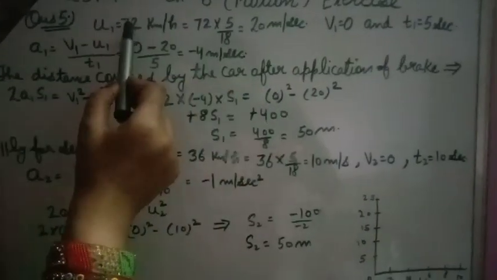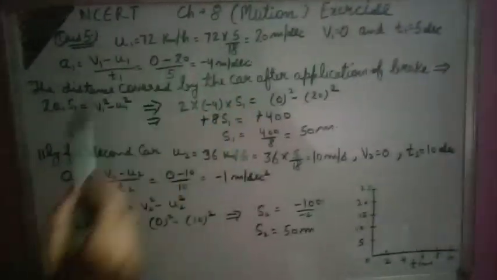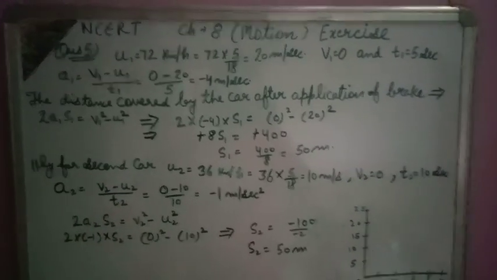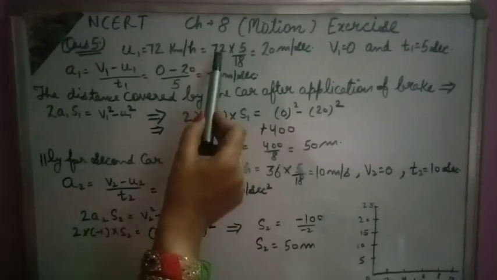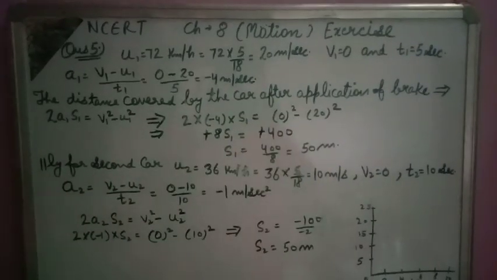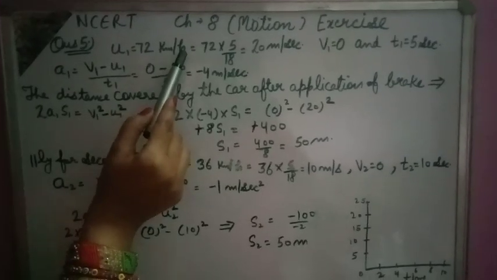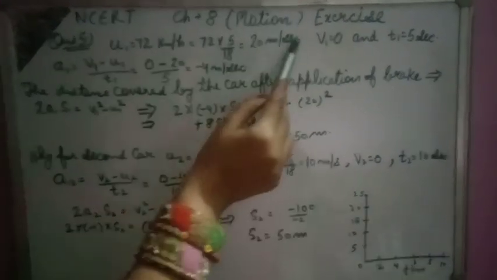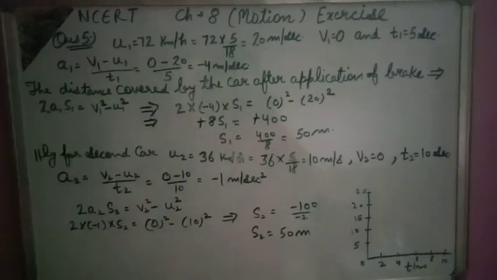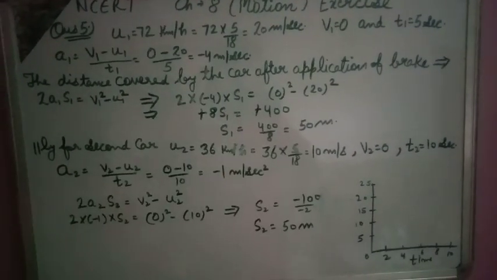To convert this 72 km per hour into the SI unit, I will multiply it by 5 by 18. So I will get the value of u1 as 20 meter per second. 5 by 18, don't be confused. Kilometer and hour, to convert this into meter per second, 1000 upon 3600. When you cancel this, you are left with 5 by 18.